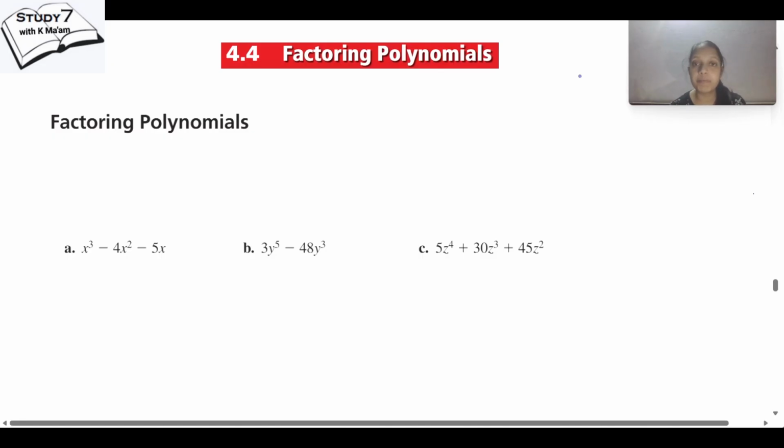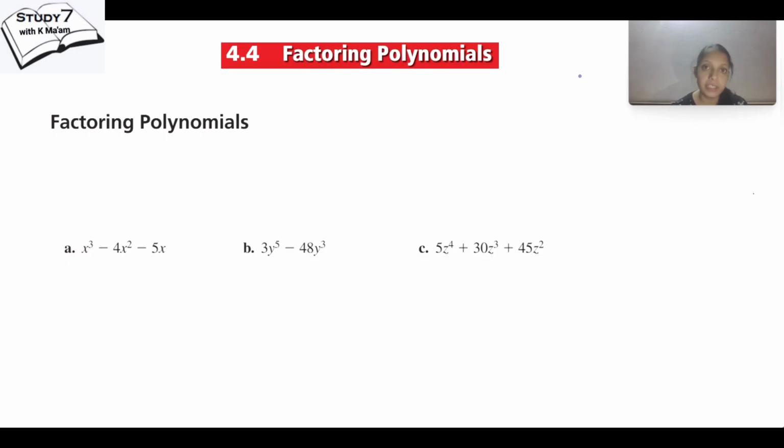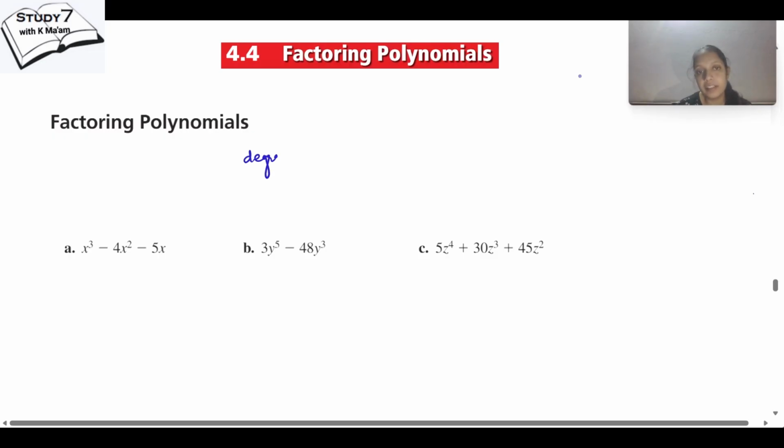A polynomial is called factored completely if you create its factors with integer coefficients and the factors you form cannot be factored anymore. Then you can say the polynomial is factored completely. Okay, we are doing now factoring for degree greater than or equal to 3.